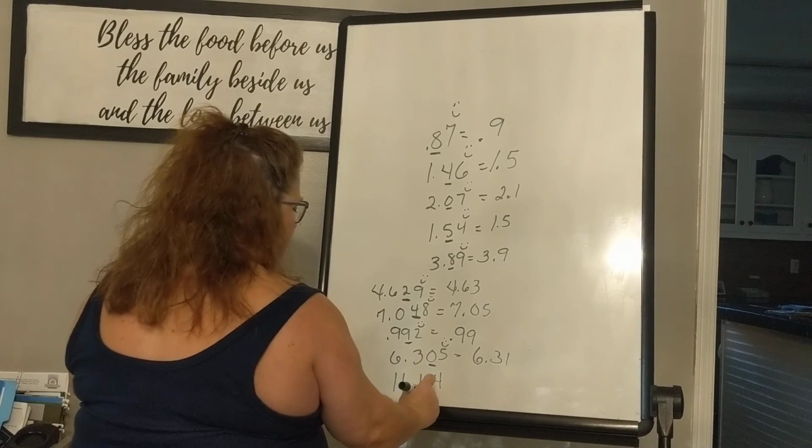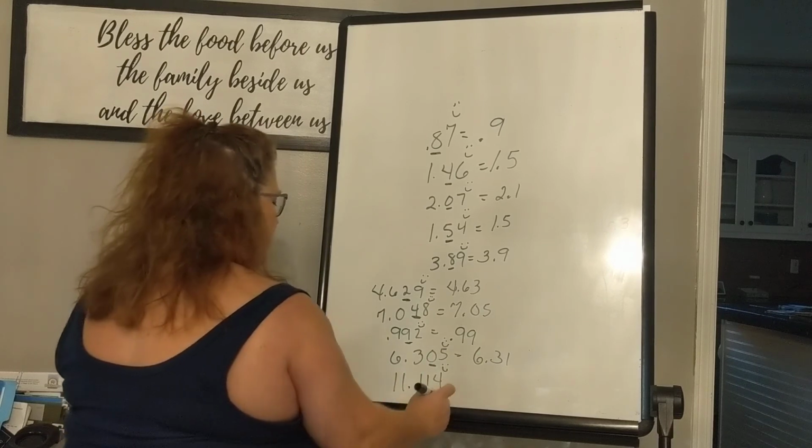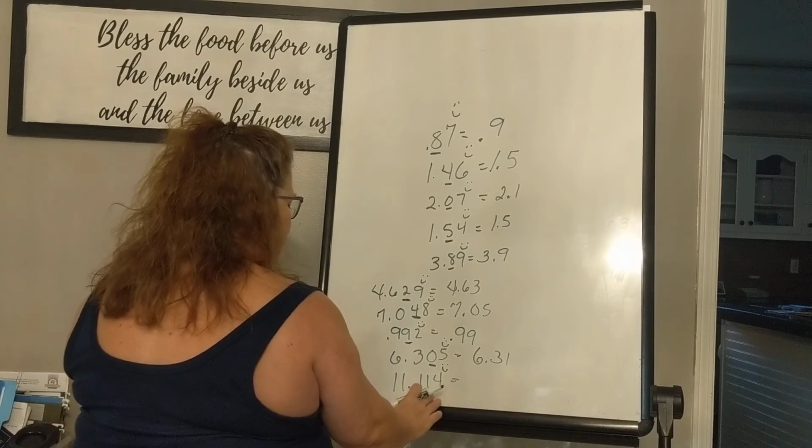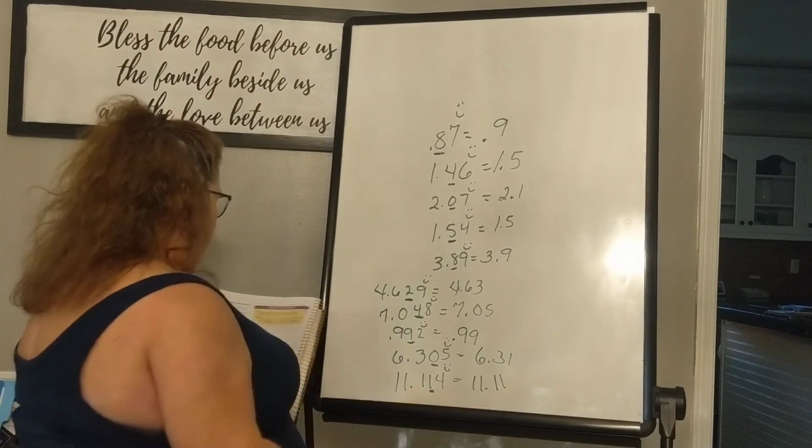And last one, we have 11.114. This is my hundredths place. That's where we're rounding. This is my looker digit. It's less than 5, so I'll leave my underlined digit alone. 11.11 would be my answer.